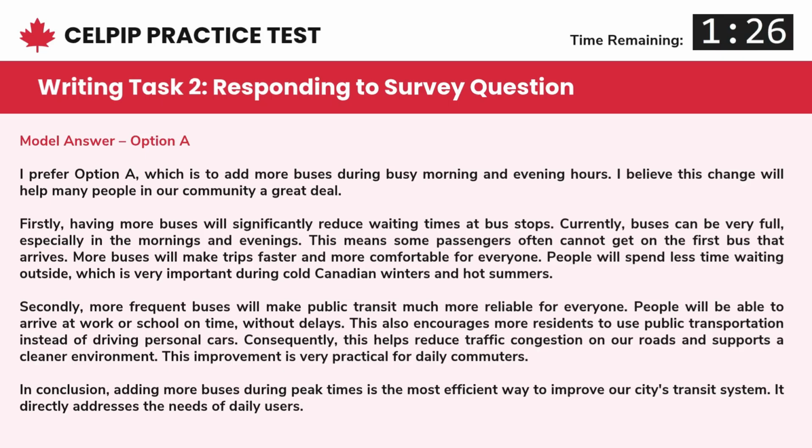This explanation will show why the model answer for option A scores well. You can pause the video now to read the full answer. The response clearly states its choice for option A in the first sentence. It then provides two main reasons to support this. For example, it explains that having more buses will significantly reduce waiting times at bus stops. It also highlights that more frequent buses will make public transit much more reliable for everyone. This direct approach makes the answer very easy to understand.